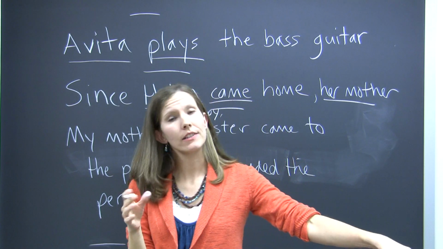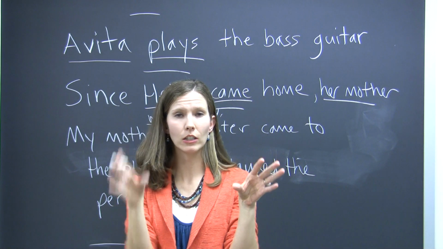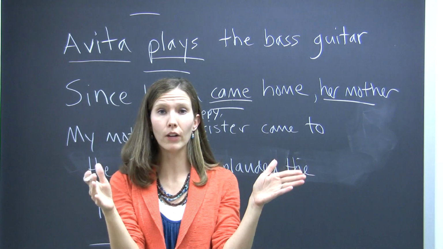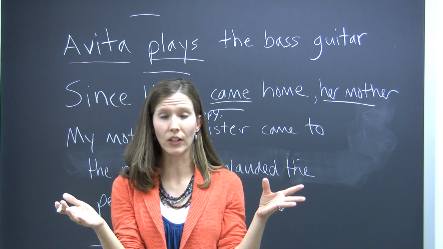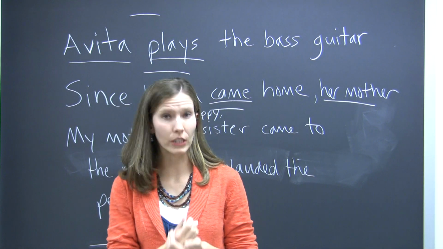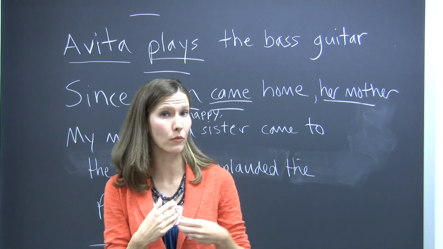In addition to clauses, there's also a group of words called a phrase. The difference between a phrase and a clause is that a clause has both a subject and a verb, where a phrase is just a group of words that go together. It has neither a subject nor a verb. So for example, after class. That doesn't have a subject and it doesn't have a verb, so it's what's called a phrase.